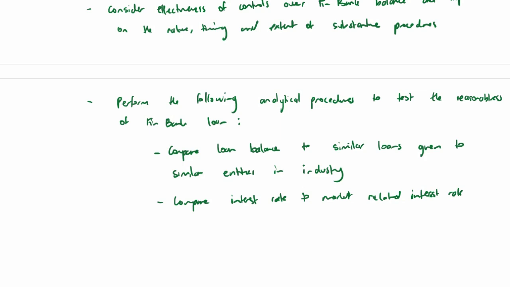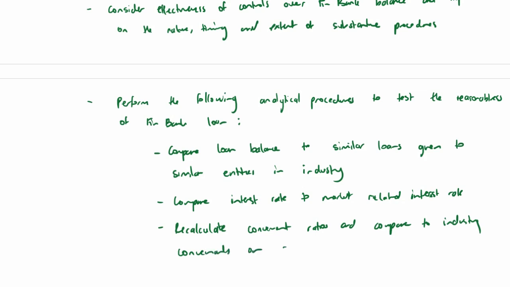Interest, they have ratios in the covenant, so I can go and recalculate the covenant ratios and compare to industry covenants on similar loans to see if those are reasonable covenants. And that's now my general procedures as well as the analyticals addressed.